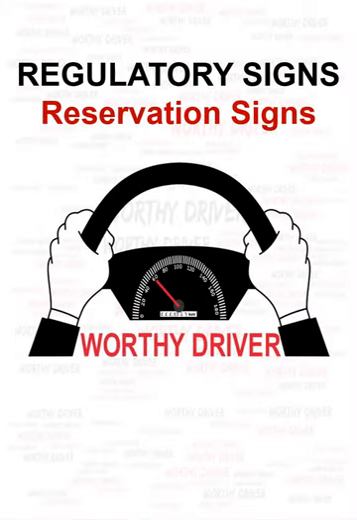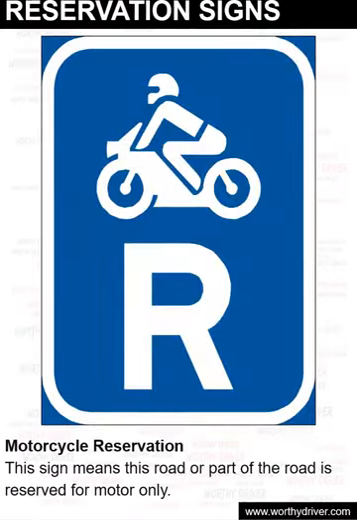During this lesson, you will learn about a part of regulatory signs, called reservation signs. Reservation signs are used to inform drivers that a specific part on the road is reserved for certain vehicles only. Motorcycle reservation. This sign means, this road or part of the road is reserved for motorcycles only.